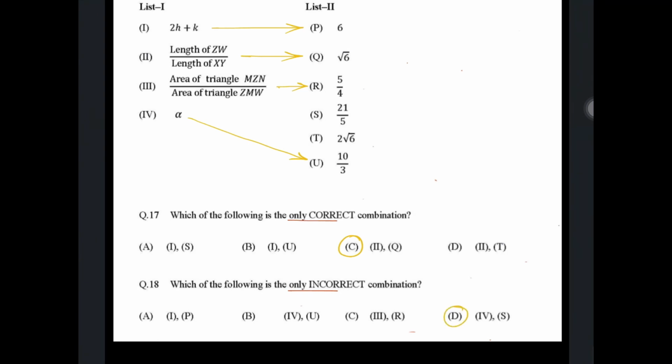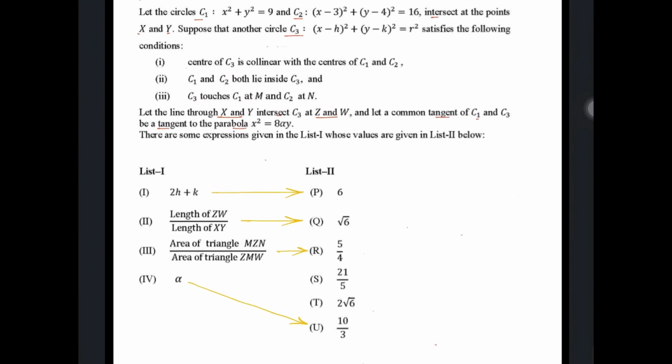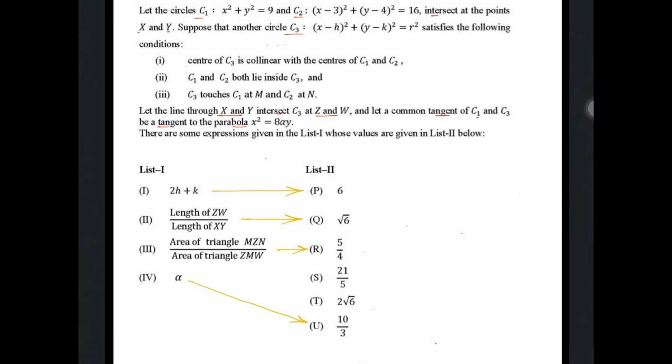So in this way you can solve this question, and various concepts you can easily find out in this question. So basically the concept of circle, the concept of straight lines, the concept of midpoint theorem, the concept of distance formula are used in this question.